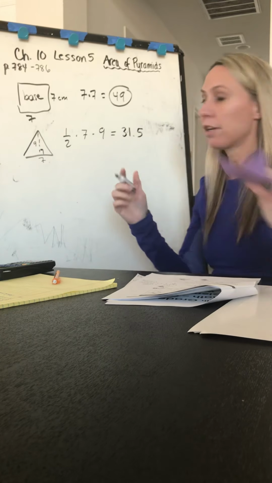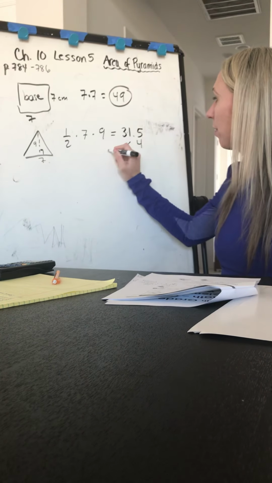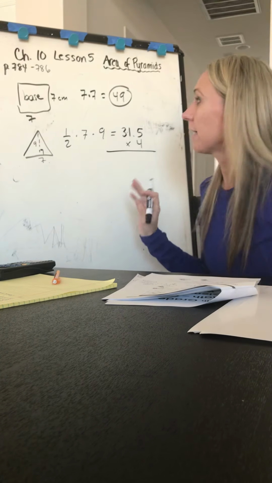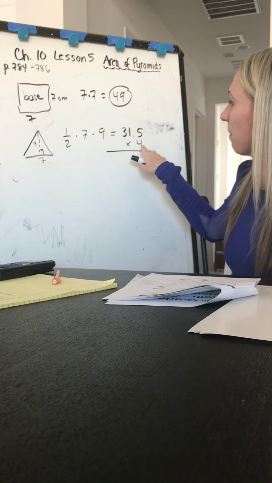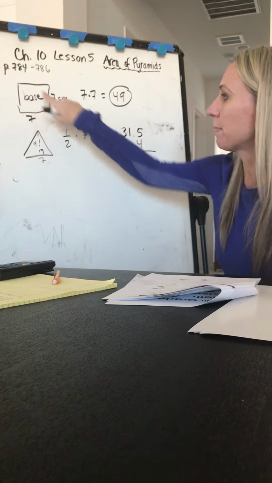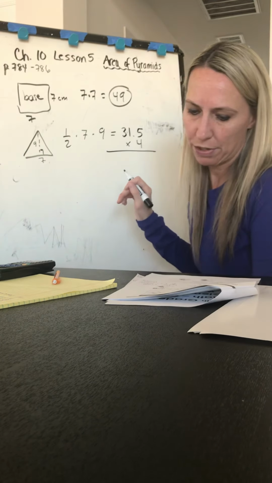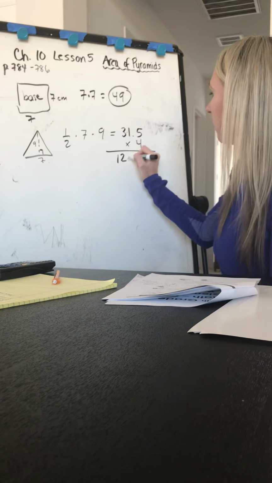But when there's a square like this, remember how many of these triangles are coming off the base? There's 4. So we're going to take this 31.5 and multiply it by 4, and that will give us all the sides. The reason we can multiply this by 4 is because they're all the same. This is a square, so all these measurements are the same, so it's the same triangle 4 times. So we do that and we get 126.